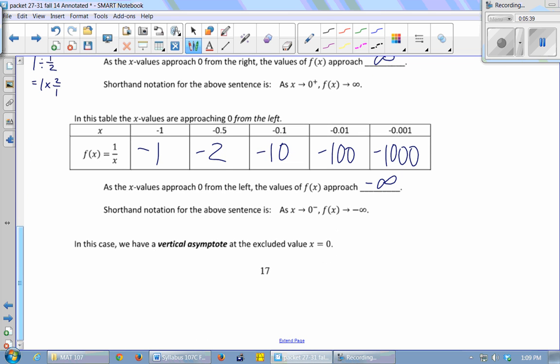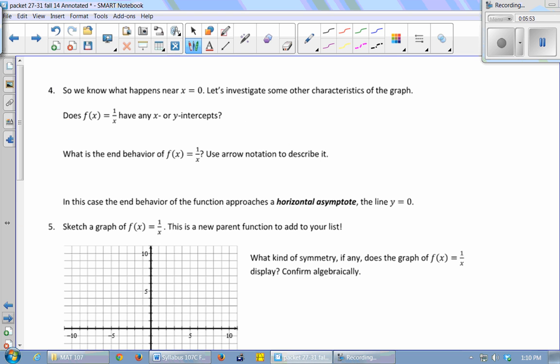Okay, so in this case, we have something called a vertical asymptote at the excluded value of 0. The function gets really, really big from the right and really, really small from the left, and you can never actually get to 0. Okay, so we know what happens near 0. Let's investigate some other characteristics of the graph. Does it have any x or y intercepts?